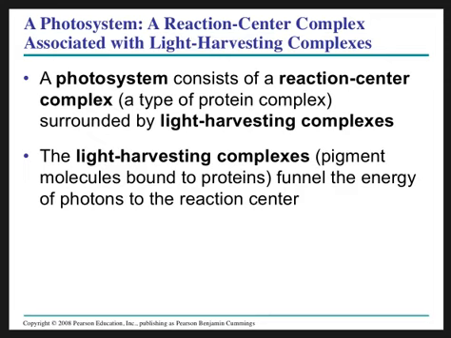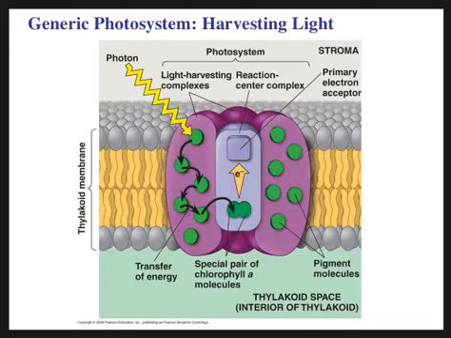Okay, so we need to talk about where photosynthesis happens and how it happens. All right, so the first thing we have to understand is a photosystem. And a photosystem looks something like this. This is a generic photosystem, okay? So it consists of a reaction center, which is a protein, okay? So I have a reaction center, which is a protein, that's right here. And it's surrounded by these light harvesting complexes.